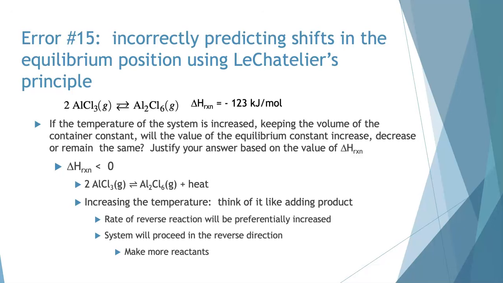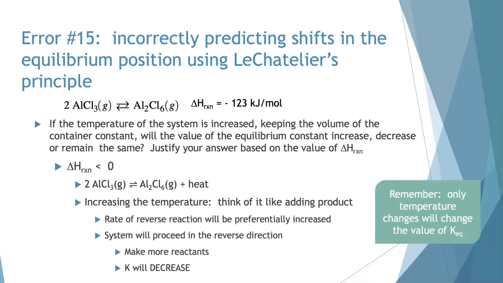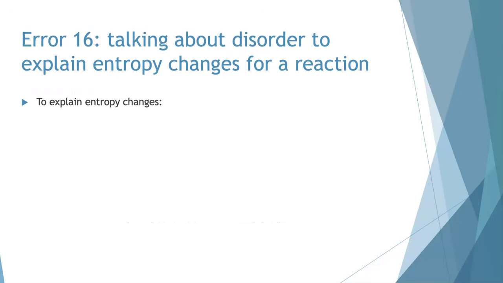And if I make more reactants, when I think about my KEQ expression, whether it's a KP or a KC doesn't really matter here, I'm going to be making more reactants, which means my denominator is going to have a larger magnitude. And as a result, in this situation, the K would decrease. I do want to remind you that only temperature changes are going to result in a change in the value of KEQ. Error number 16.